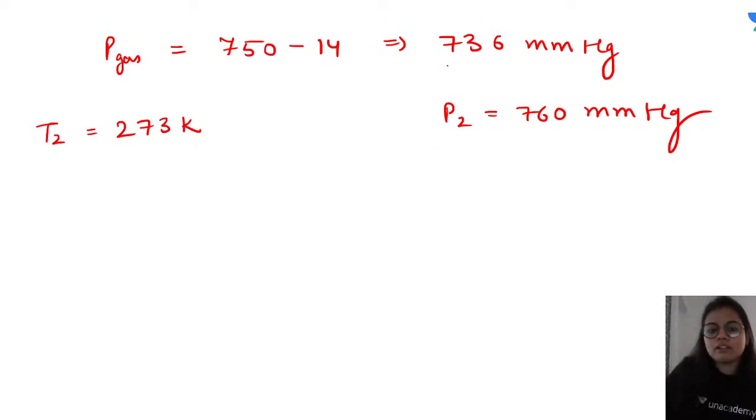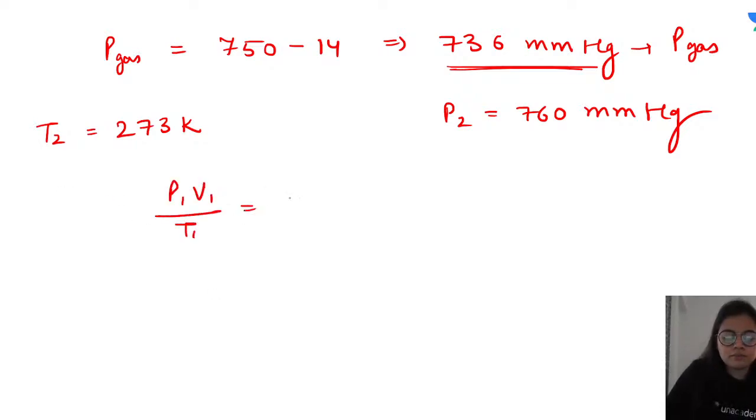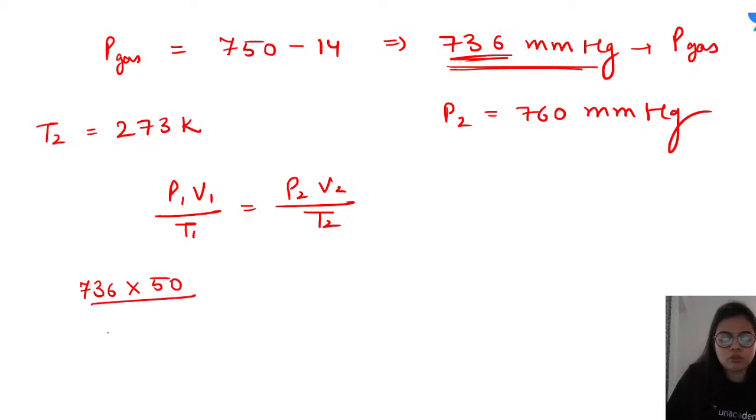Now here we have 736 mm of Hg. So this is the pressure of gas. Alright. And T2 and P2, they are standard values. Now if I put in the values in the gas equation. Okay. So P1 is equal to 736 that we just now derived, into what was volume 1? 50. And temperature 1 was 290 Kelvin.